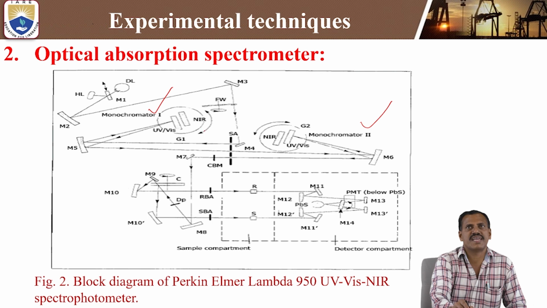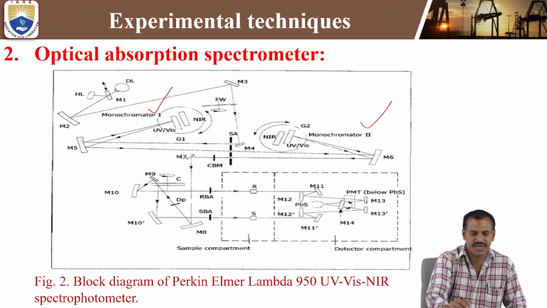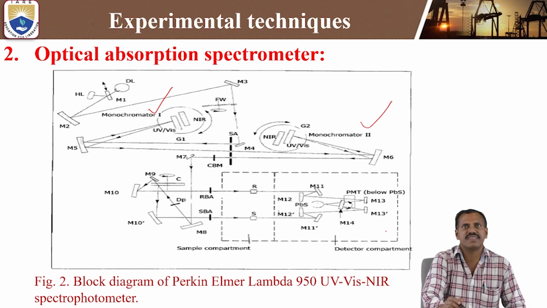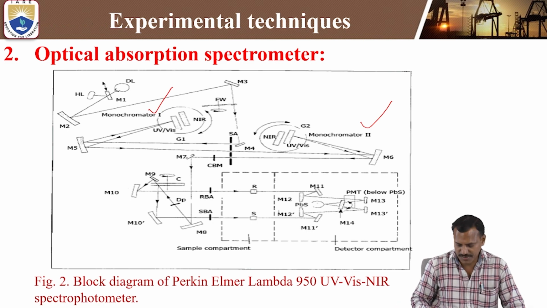That is UV visible and NIR. For one measurement you can use monochromator 1, and for other measurements we can use monochromator 2. These M1, M2 are different kinds of mirrors. Inside the optical absorption spectrometer there are different kinds of mirrors, because we have to direct the beam from one lens to a mirror and from mirror to mirror. So we can focus the beam through the monochromator, and it comes to the sample compartment and then to the detector compartment. In that way we can measure the optical absorption by using the Perkin-Elmer Lambda UV visible spectrometer.